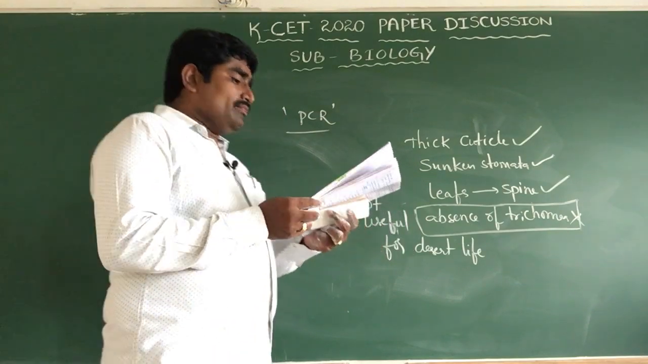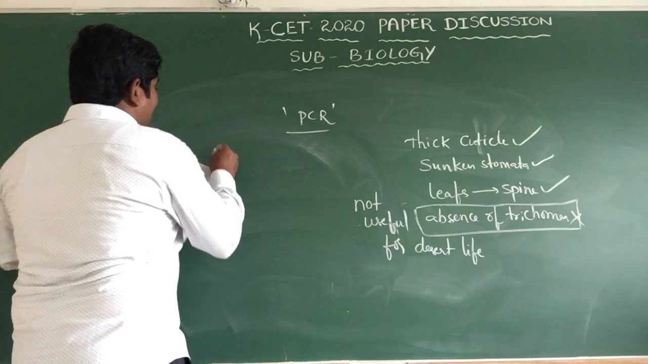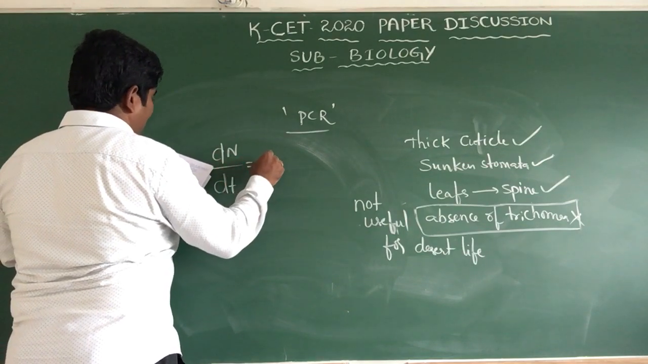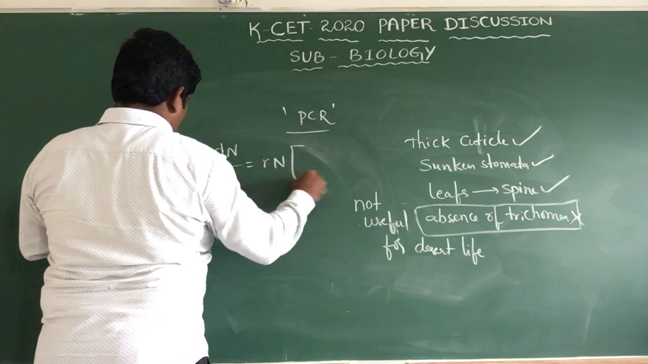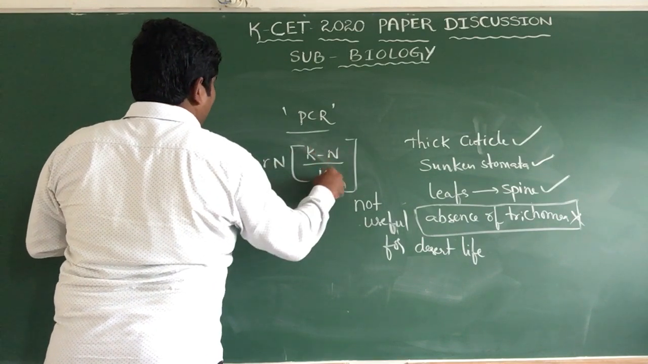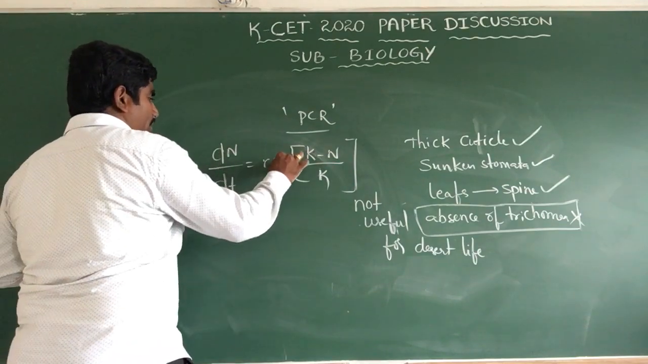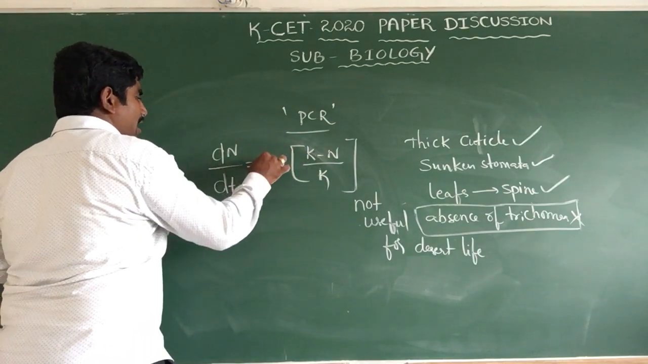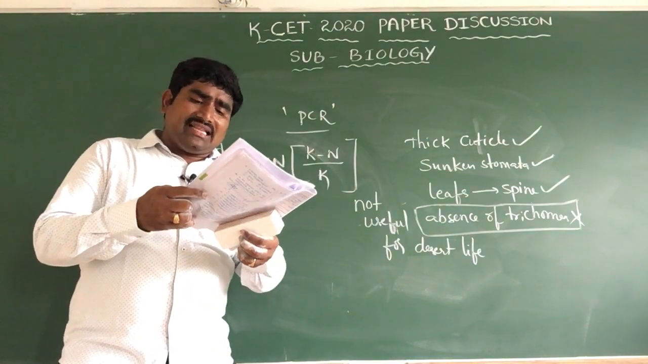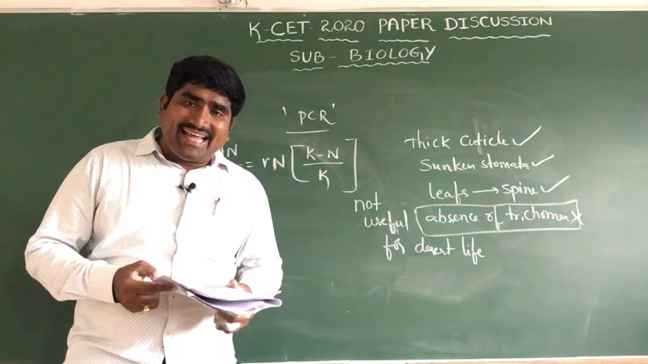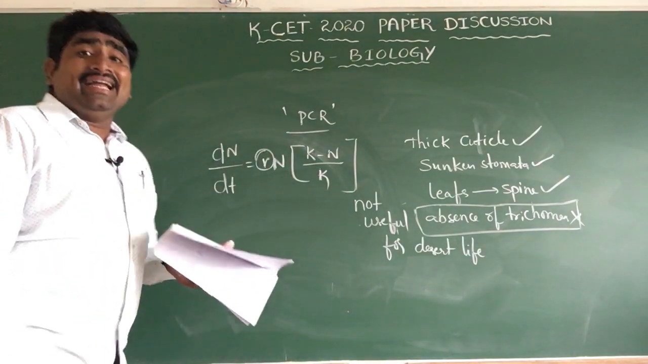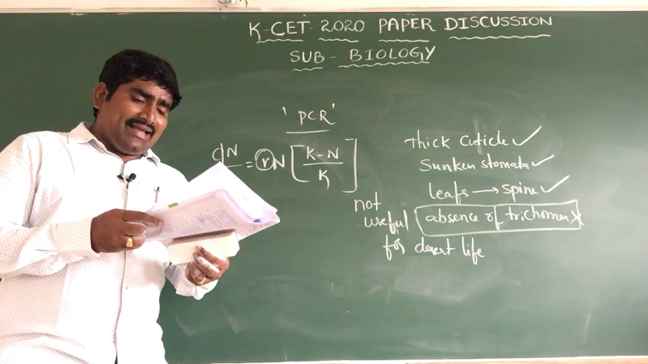Next, 32. In the following equation, dN by dt, change in population density, equals rN times (K minus N) by K. Here K is carrying capacity, the number of species in a population, and r is nothing but the intrinsic rate of natural increase. In this equation, r is the intrinsic rate of natural increase.